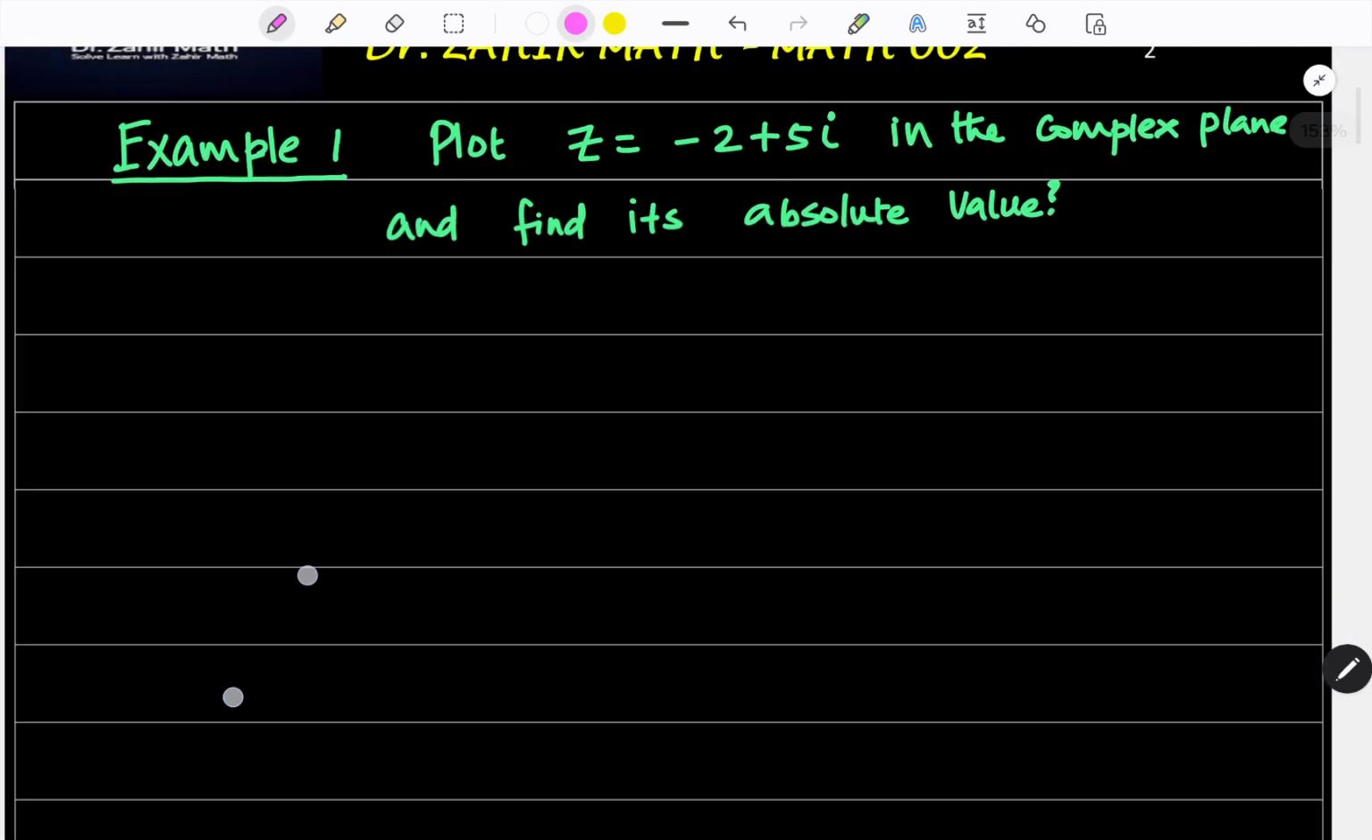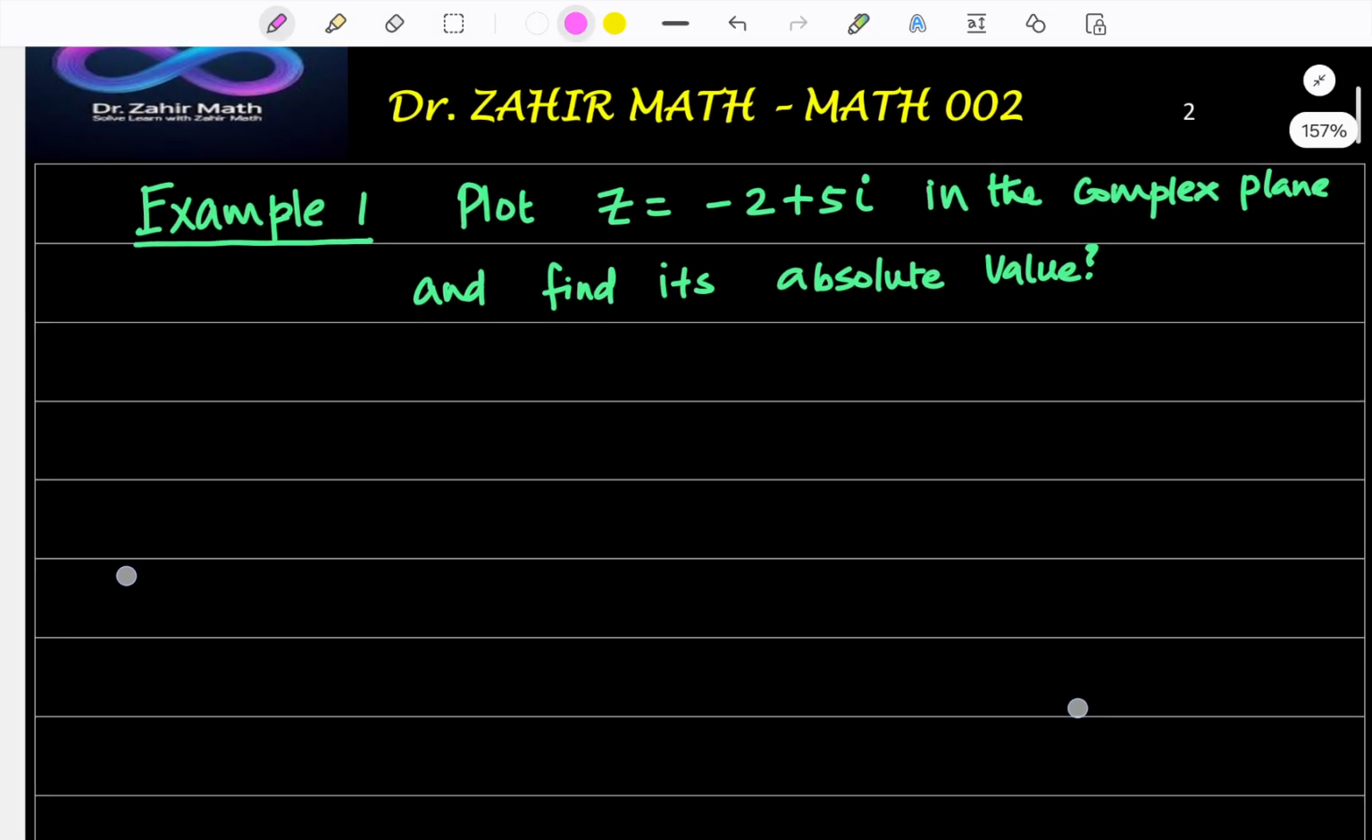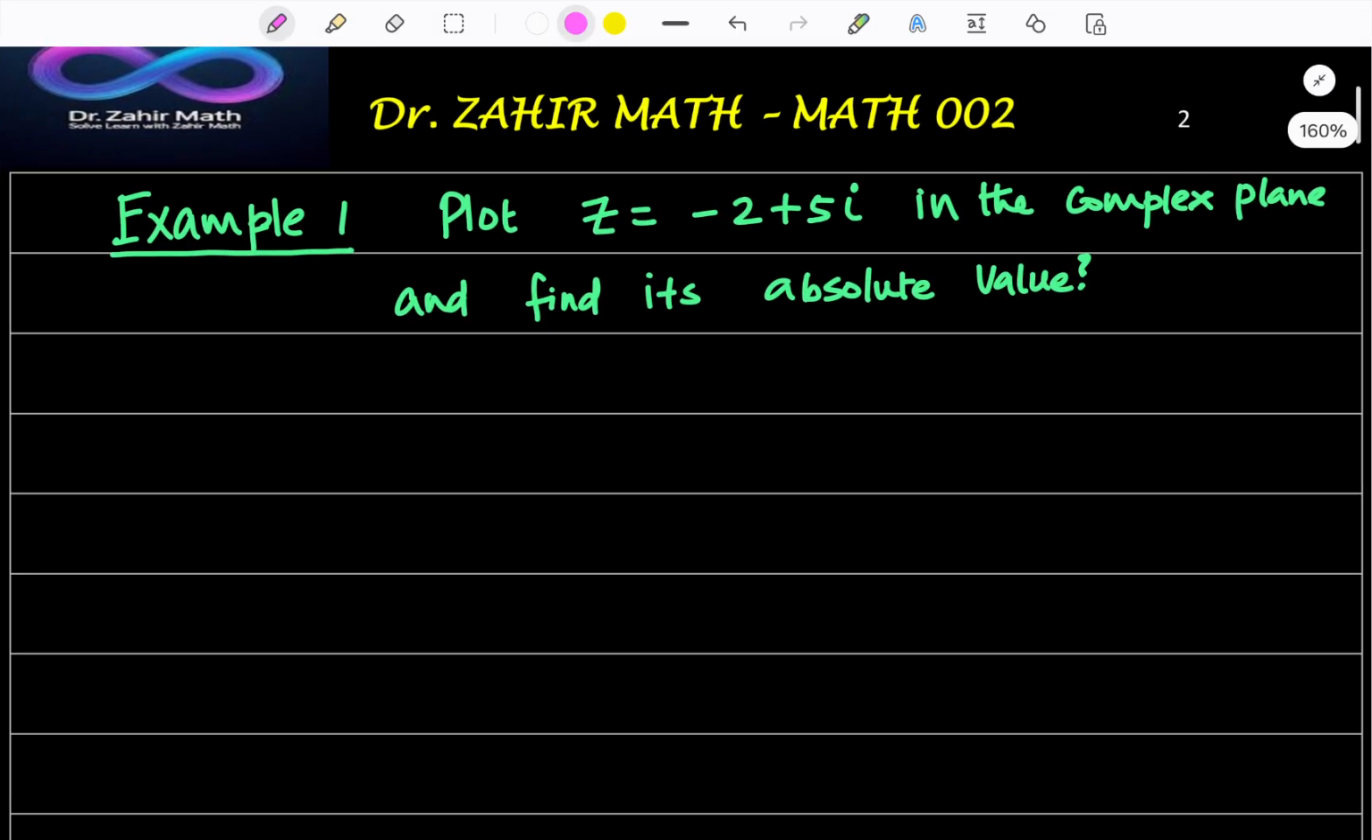Okay, right. So let me teach you the first question and then we will go for the remaining ones. Plot means what? You are going to plot the point. Plot means just fix it. So plot z equals minus 2 plus 5i in the complex plane and find its absolute value. Okay, let us start.